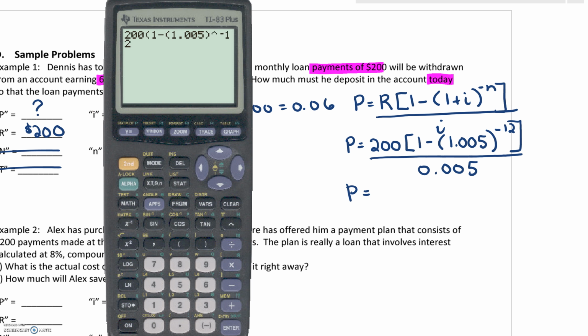Make sure that you put to the power of negative 12, not to the power of minus 12. So then I need to close the second bracket, and don't forget to press enter. So you should get 11.6 at the top, and from there, now you could go ahead and divide by 0.005.